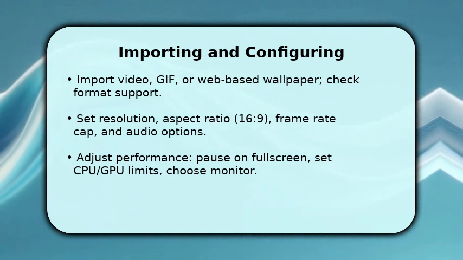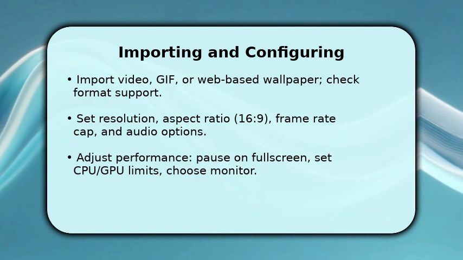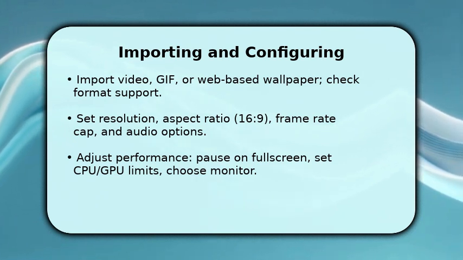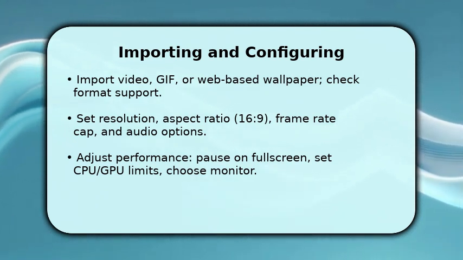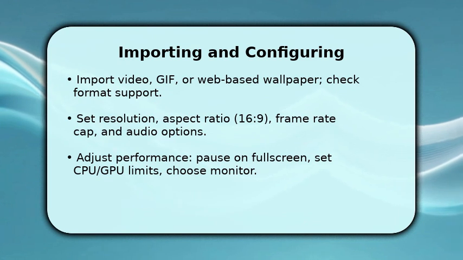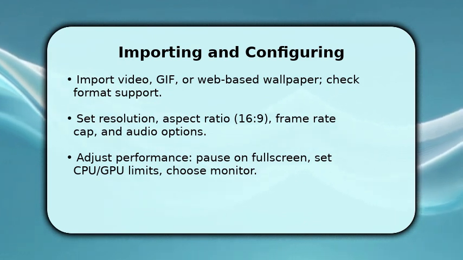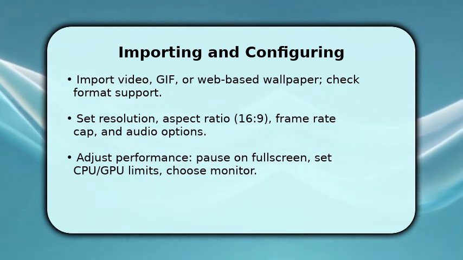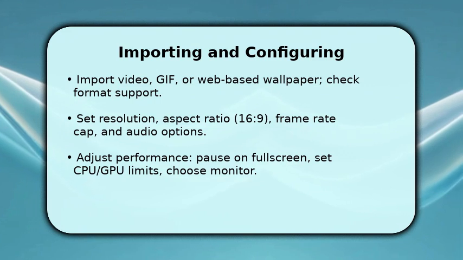Once loaded, set resolution and aspect ratio. 16:9 is common, and cap the frame rate to save resources. Choose which monitor it runs on and enable or mute audio as needed. Then tweak performance settings. Enable pause on full screen. Set CPU/GPU usage limits, and test how it behaves under normal workloads.